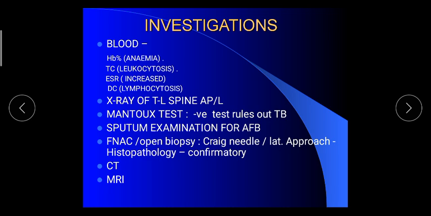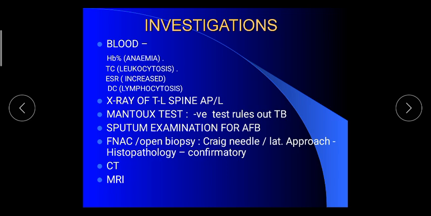Mantoux test: if it is negative, then it rules out tuberculosis. Sputum examination can show acid-fast bacilli, AFB, that is, the tubercular bacilli. Then FNAC, fine needle aspiration cytology, or an open biopsy. You can use a Craig needle, which is a thick needle, and a lateral approach can be done. The histopathological findings give the confirmatory diagnosis of tuberculosis.